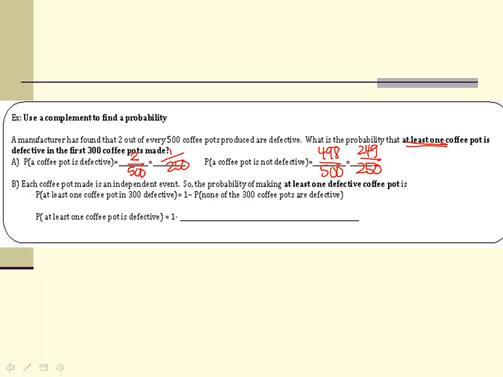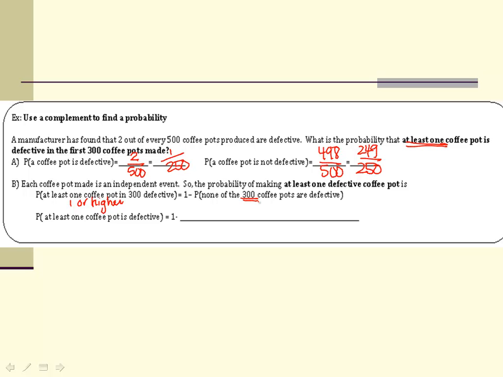Okay, now, the probability that at least one pot in the 300 is defective is the same thing as, well, what's at least one mean? 1 or higher. So what's the opposite of that? Well, it's got to be 0. None of them are defective. Because we're talking about 300 coffee pots, we've got to affect how the probability works.